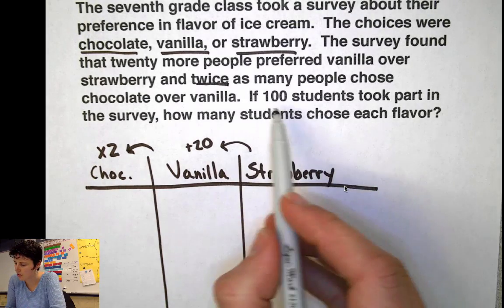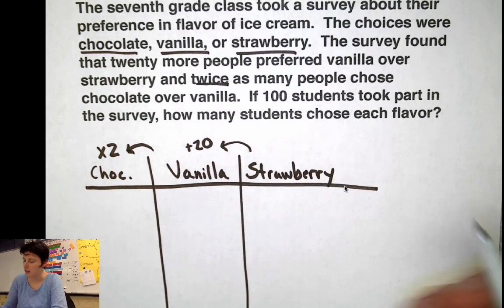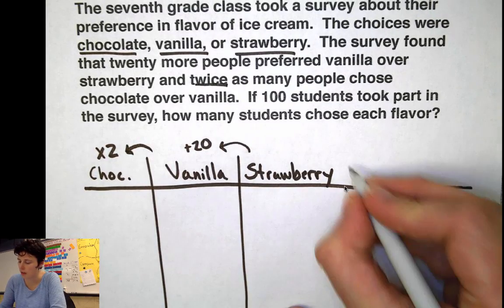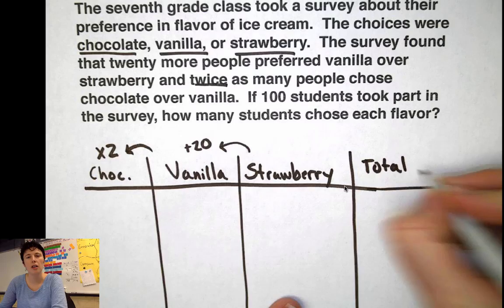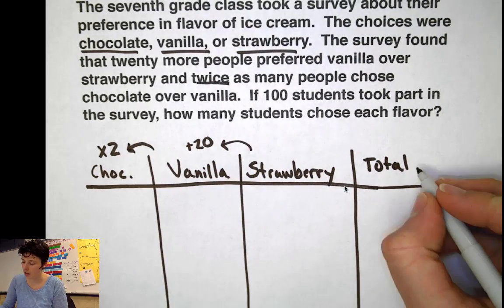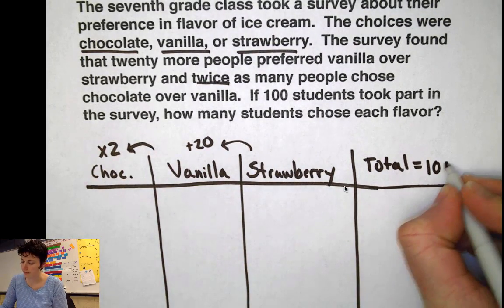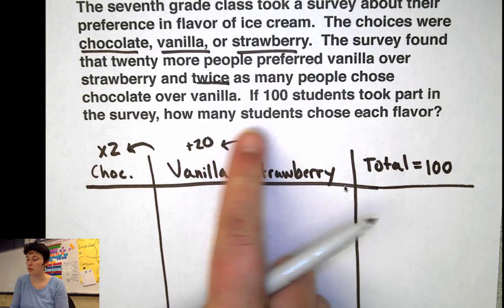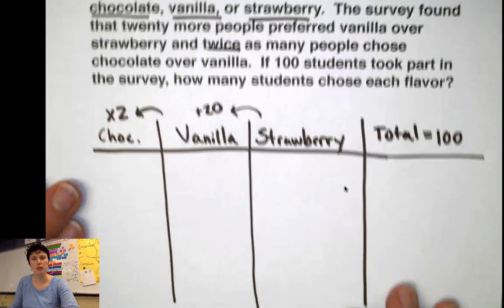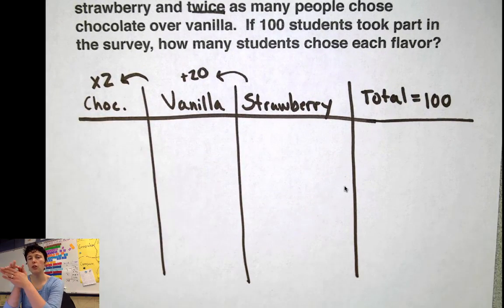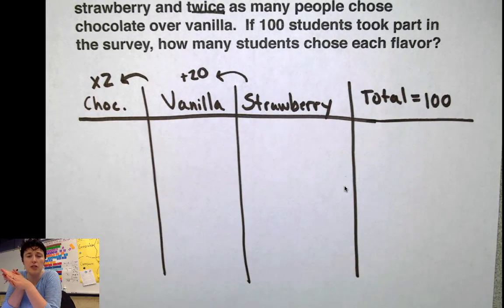Now, if 100 students took part in the survey, okay, so we need one more column here. We need a total. How many people altogether? Well, there's 100 people in this survey, so the total's got to equal 100. And the question is how many students chose each flavor? Okay, so here we go. We have a start to this problem. So we need to start with a guess. We need to just begin guessing.